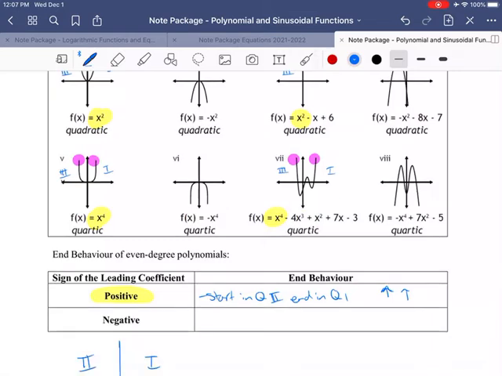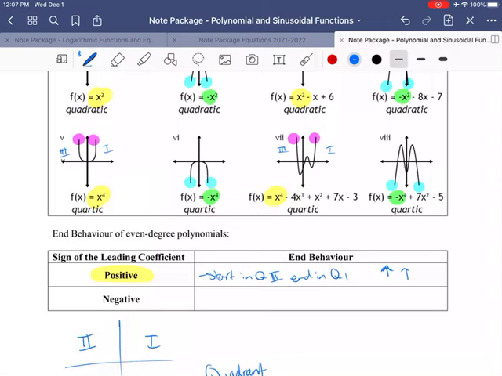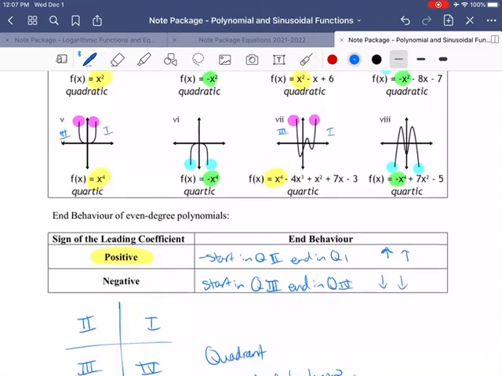Okay? The negative ones. Let's highlight the negative ones in green. So negative x squared, negative x^4, and negative x^4. And where are those endpoints? Let's go down, down, down, down. So these ones start in Q3, and they end in Q4. So both ends are down. Okay?